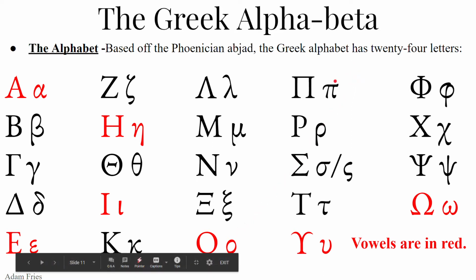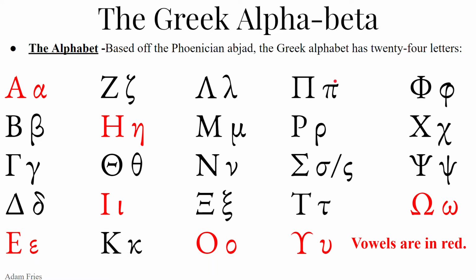Pi, probably familiar through math. Pi, pu, no aspirate on the pu there. If you add an aspirate to pi, it becomes phi. Here's rho, this is the trilled R. When you add a tail, it becomes the R that you probably recognize through the Latin alphabet.